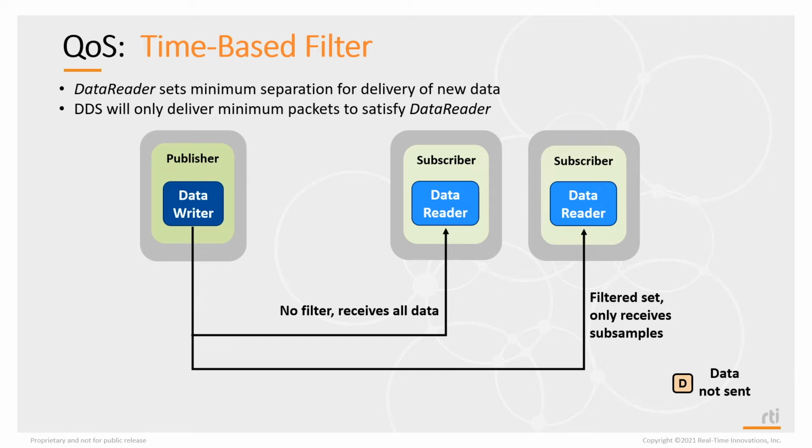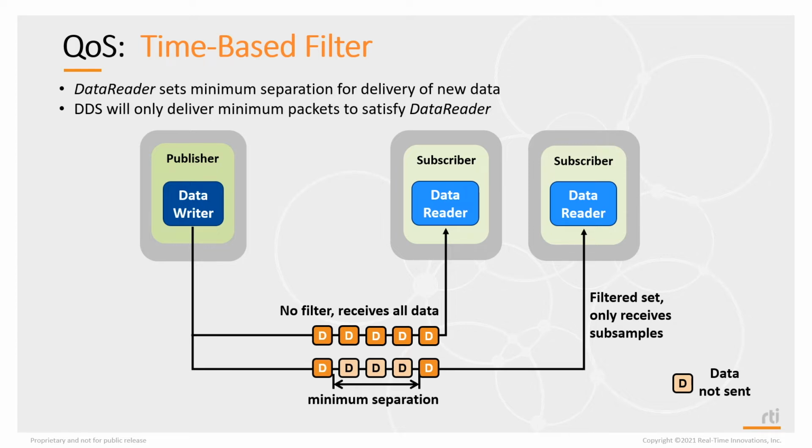If you're using a time-based filter, for example, this data reader on the right-hand side, when you receive data, the time-based filter will set a minimum separation. This minimum separation tells DDS during this minimum separation, do not send any more data to that data reader. So if the data writer is sending data, the application on the left-hand side, the data reader on the left-hand side, will receive that data. The data reader on the right-hand side set a time-based filter with a minimum separation, and that data isn't sent to that data reader. After the minimum separation expires, the next piece of data will be received.